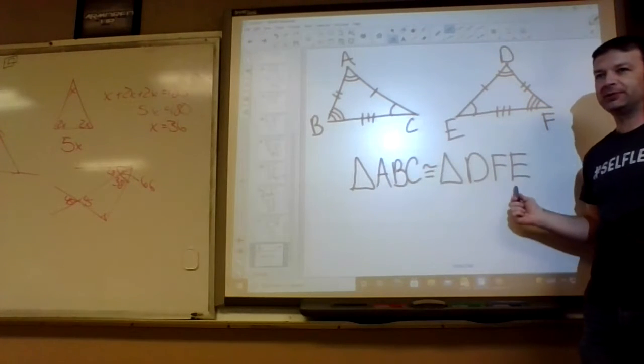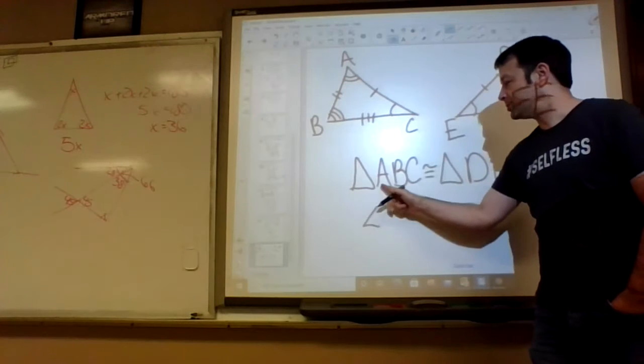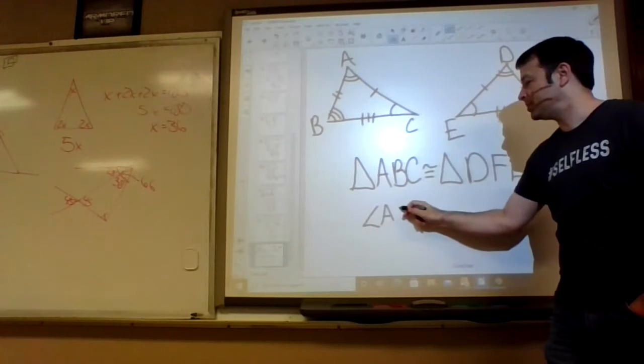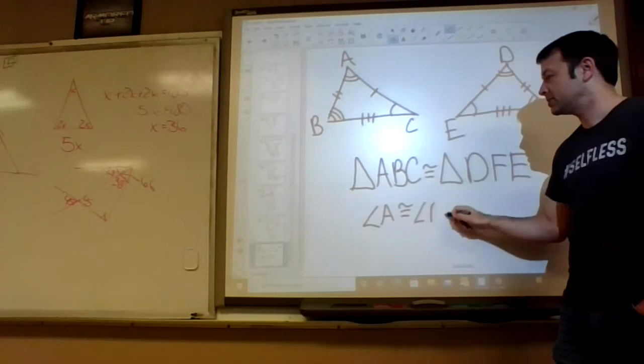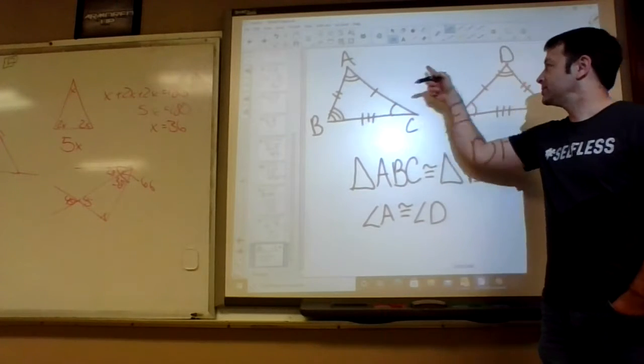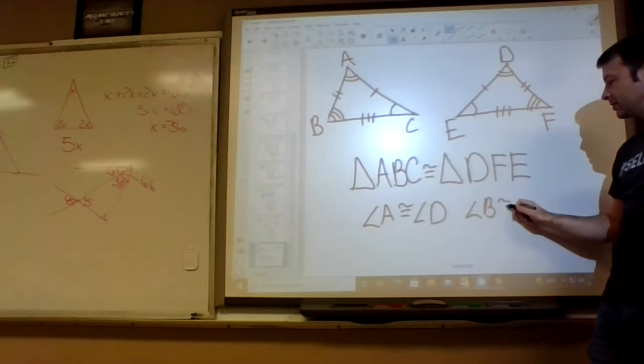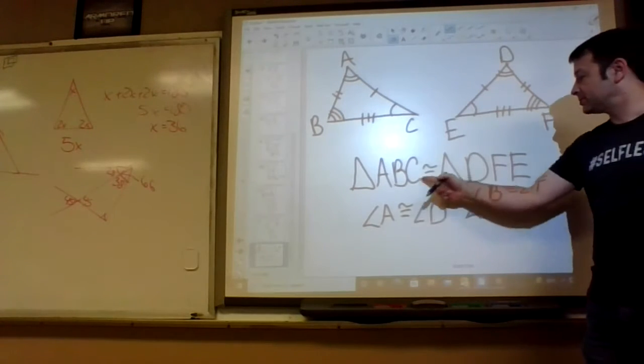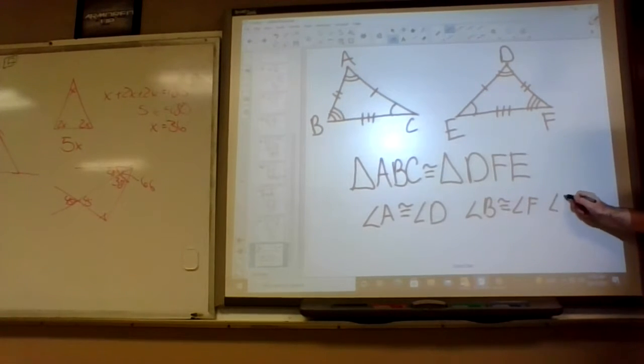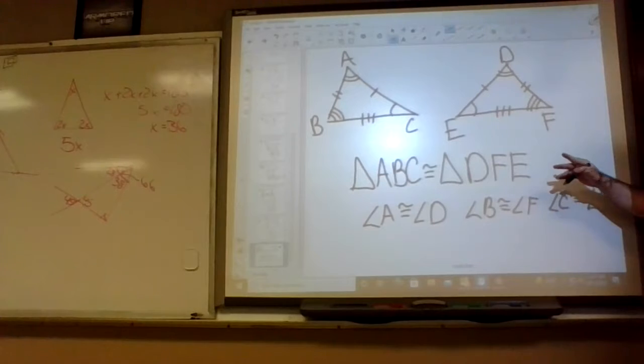Okay, so even if I don't have this picture up here, I know everything is the same if it matches up here. For example, I know just by looking at this, angle A should be congruent to angle D, which it is, of course. Angle B is congruent to angle F. And angle C is congruent to angle E. So that's 3 pairs of angles.